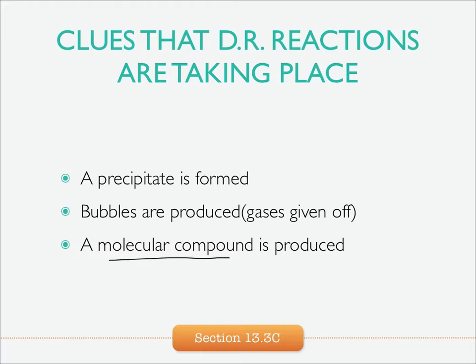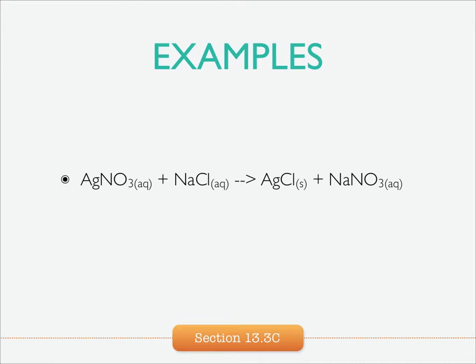Now you can't always see that, but with an equation, you can figure out that water, that's a molecular compound, is produced. Otherwise, if you don't have a precipitate formed or something like that, with these reactions, nothing happens. You put them together and nothing is going to take place. So one of these things has to happen in order for the reaction to actually take place. So let's take a look at an example.